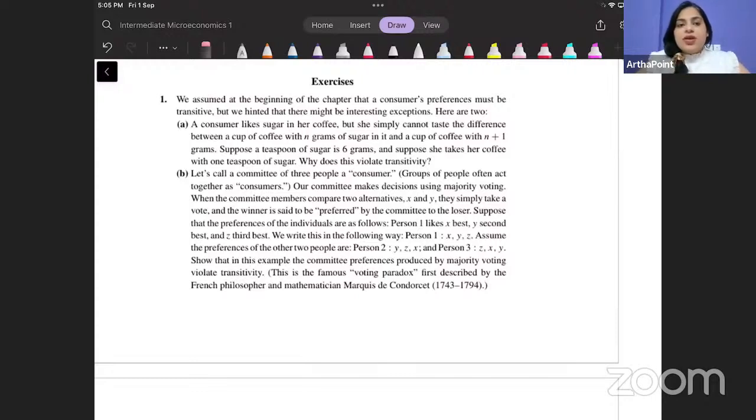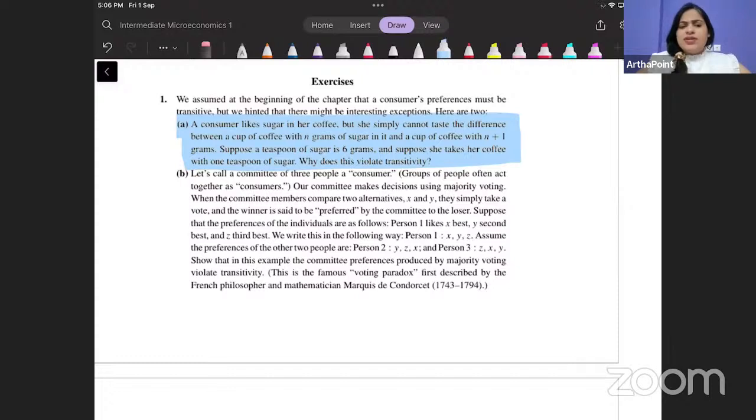This says, we assumed at the beginning of the chapter that, so just try to think about it, that a consumer's preference must be transitive, but we hinted that there might be interesting exceptions. Here are two. So this is the first one. They have given you this example, and they're asking you why this violates transitivity. ये transitivity को follow क्यों नहीं करता है, आपको इसमें ये समझाना है, ठीक है?